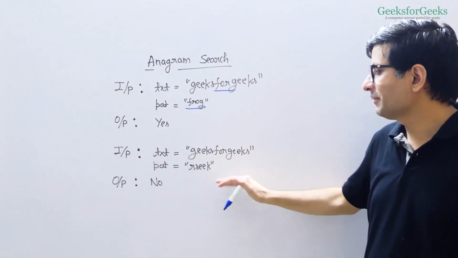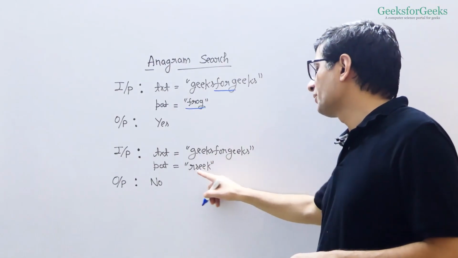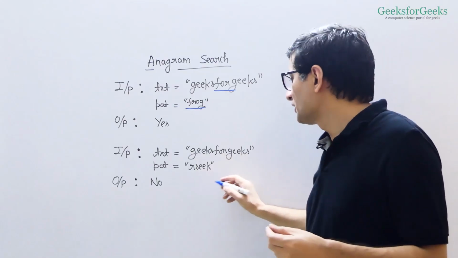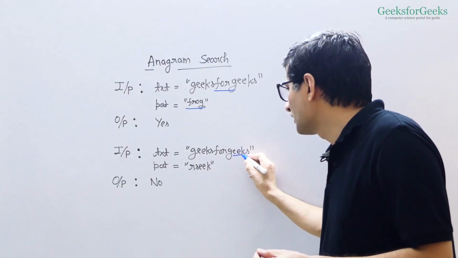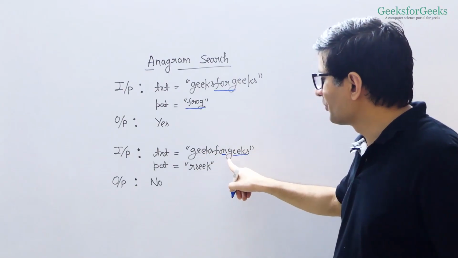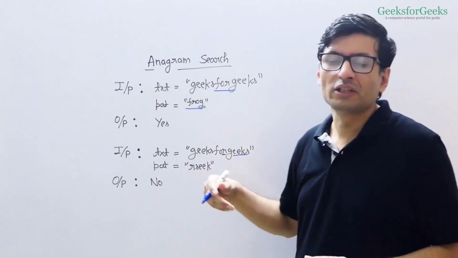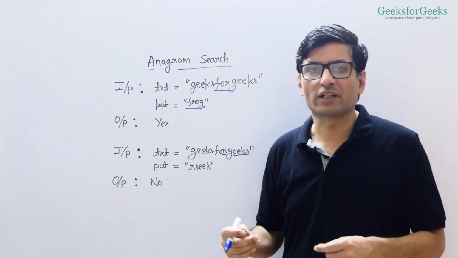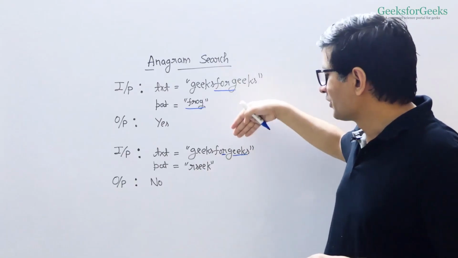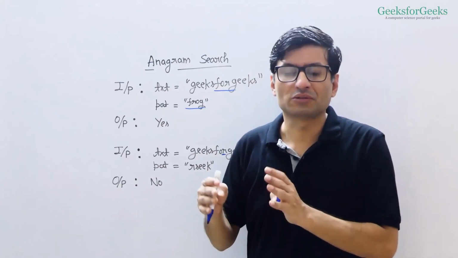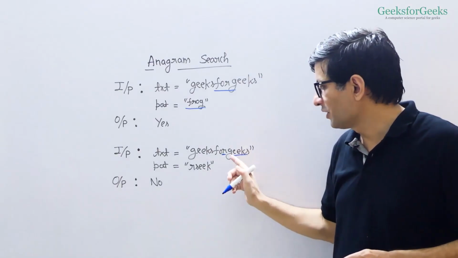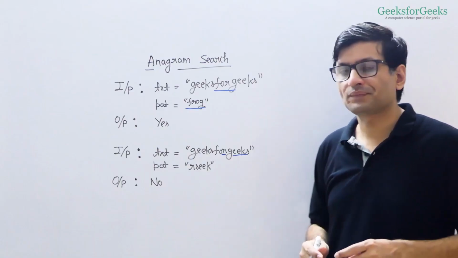Now let's see this example. We have this text and we have this pattern. Do we have a permutation of this pattern in the text? See, we have these characters E, E, K, S. We also have these characters here, and we also have R, but they're not contiguous. We have a G in between, right? So the answer is no. We do not have a permutation of the string present in the given string at contiguous locations, right? So there should be a substring which is an anagram of the given string. We can't take non-contiguous characters.